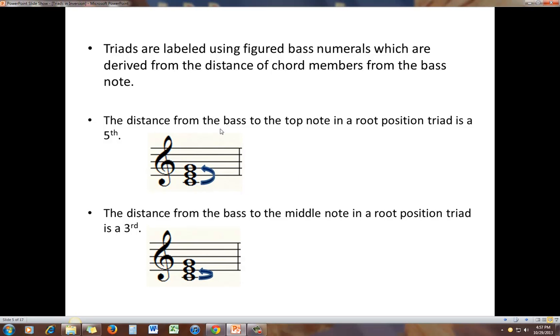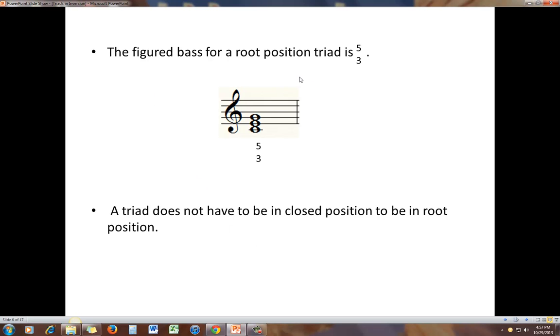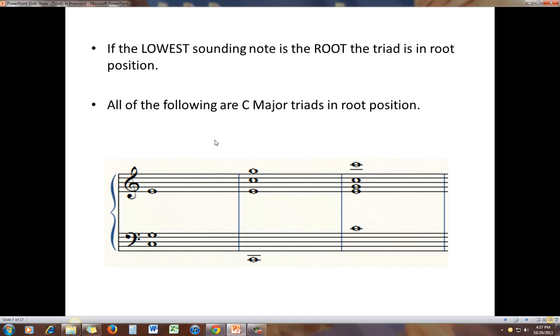So the distance from the bass note to the top note in a root position triad is a fifth. The distance from the bass note to the middle note in a root position triad is a third. So the figured bass shorthand for a root position triad is 5/3. The triad doesn't have to be in closed position to be in root position. As we said before, as long as the lowest note in the triad, or the bass note in the triad, is the root, the triad is in root position.